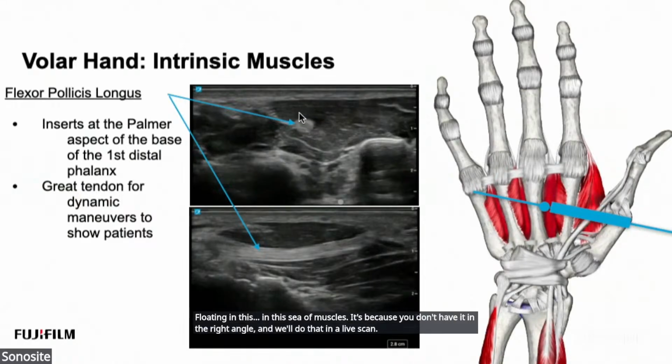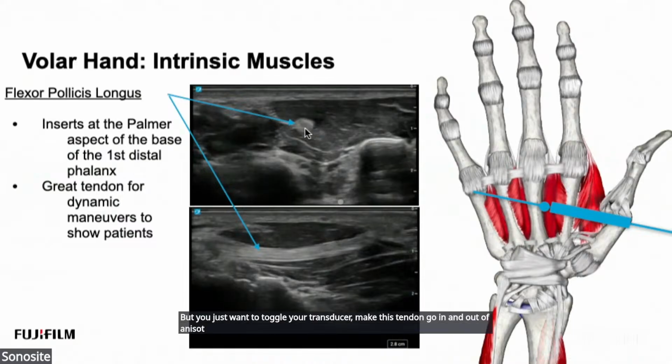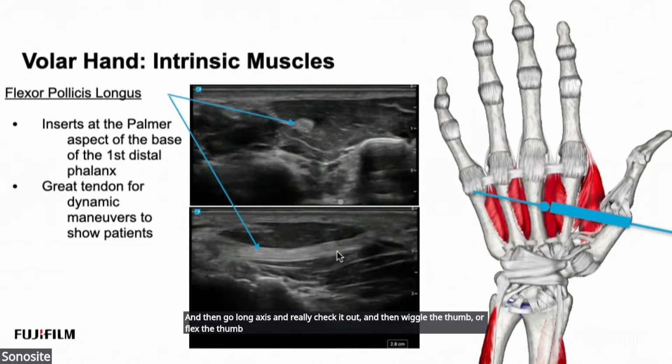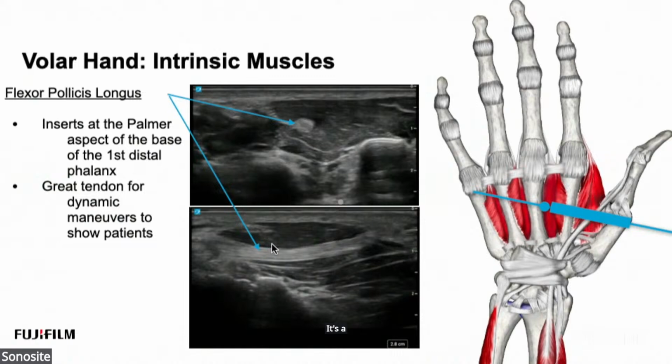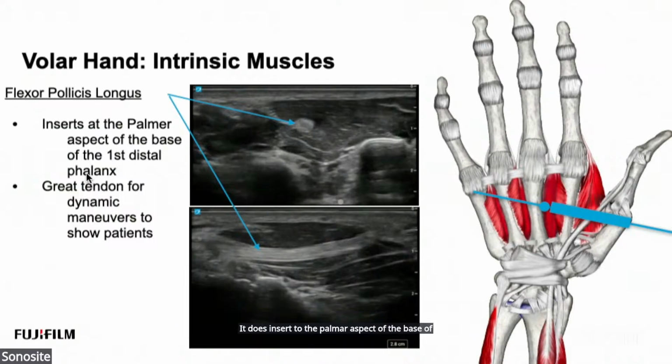But you just want to toggle your transducer, make this tendon go in and out of anisotropy versus maximum reflection, and then go long axis and really check it out, and then wiggle the thumb or flex the thumb and watch this tendon move. It's a beautiful tendon because it's easily highlighted by the posterior acoustic enhancement of the surrounding muscle. The overlying muscle is more water dense, so it's going to enhance whatever's under it, and it makes it look really, really nice. It does insert to the palmar aspect at the base of the first distal phalanx.